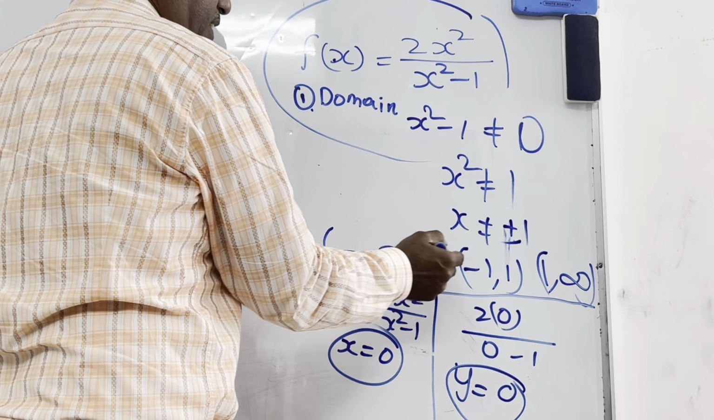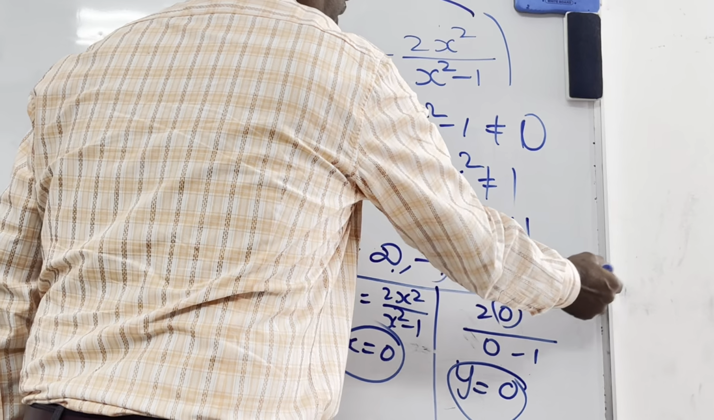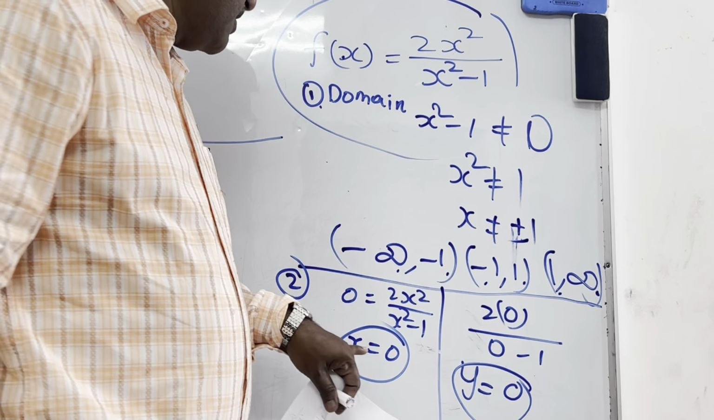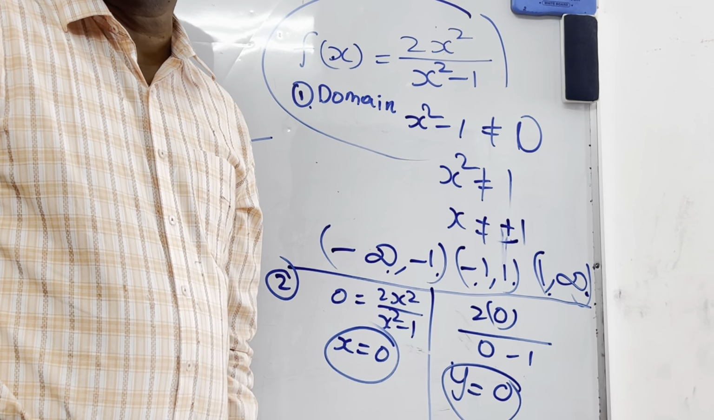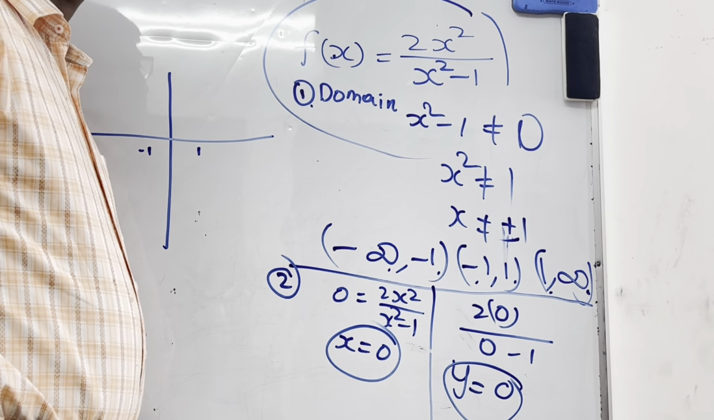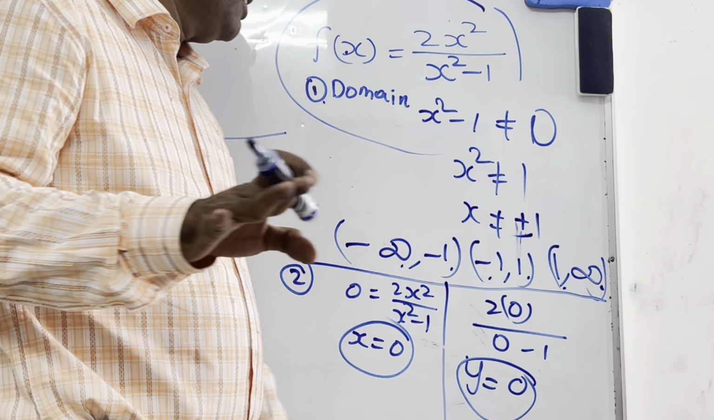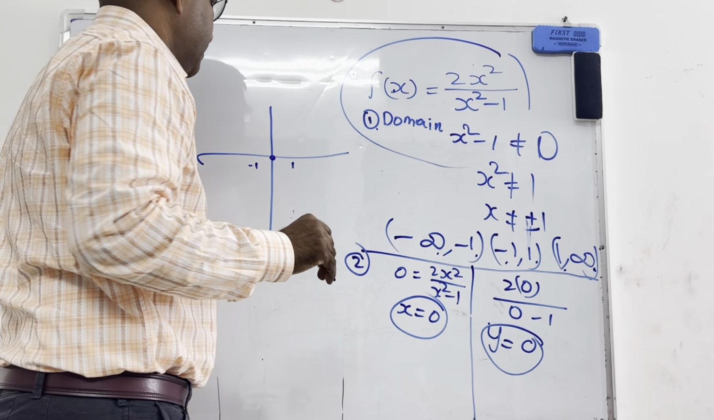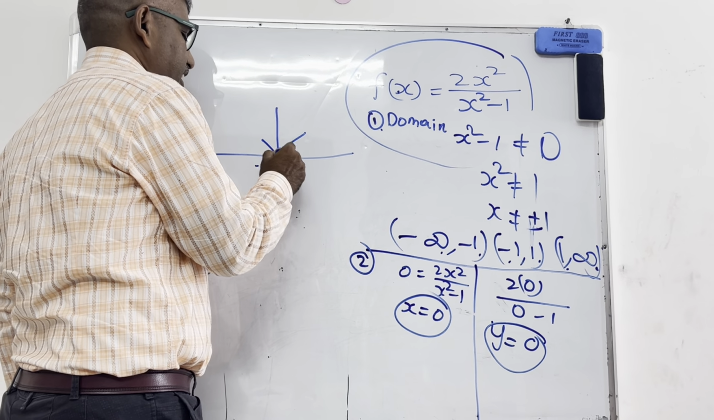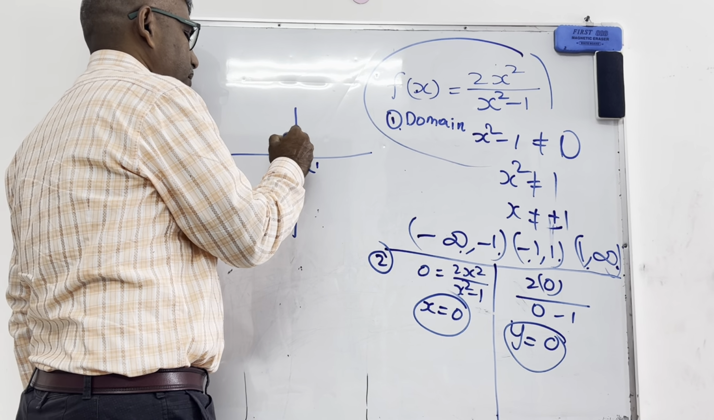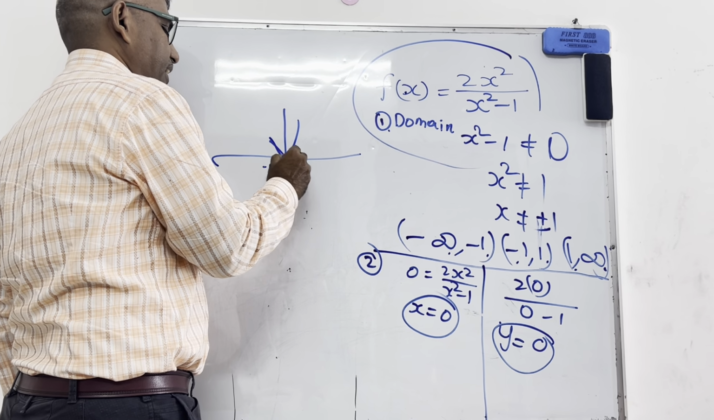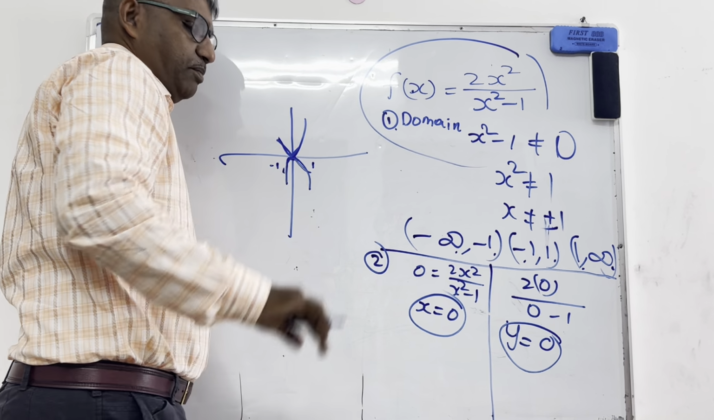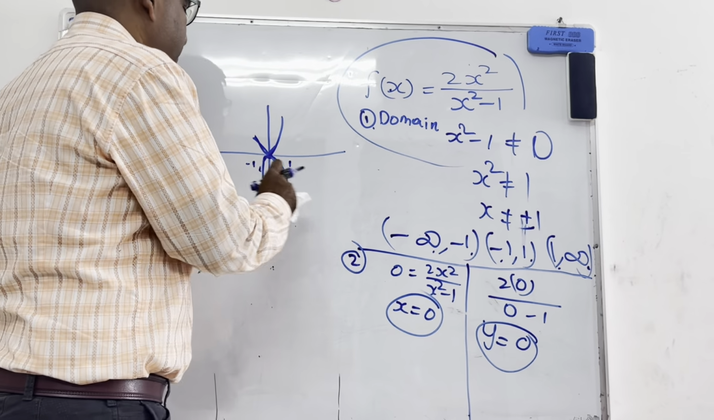One is domain: minus infinity to minus 1, minus 1 to 1, 1 to infinity. Then second is intercept. So x is equal to 0 and y equal to 0. So that curve is passing through the origin. Either it can be like this, or like this, or like this, or like this. Anything, because with those 2 points we got this much detail. Note it down.